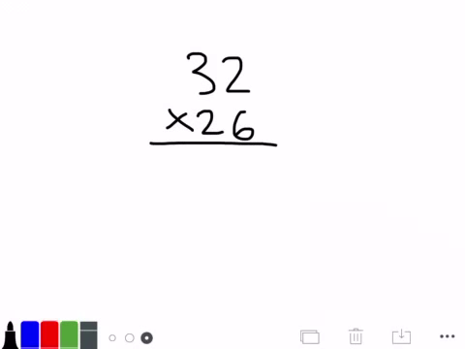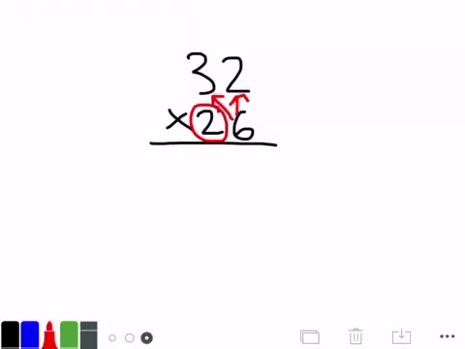And now we're going to look at some problems that are slightly different. 32 times 26. Now in this one, you're basically going to do the same exact thing to start the problem, meaning you're going to multiply 6 times 2 and then 6 times 3, and then I'll talk about what to do with the 2 down here.